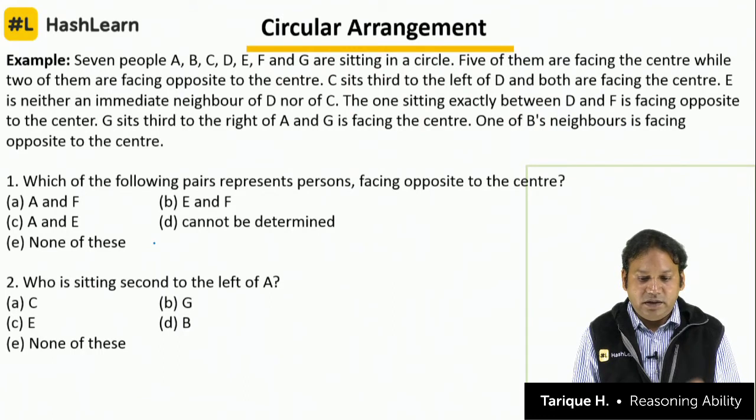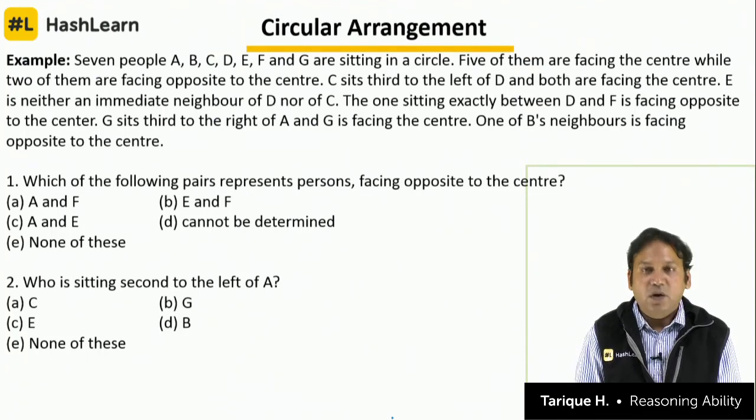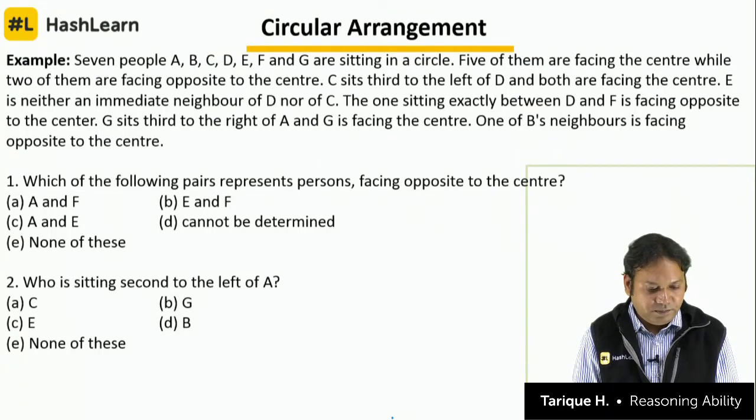C sits 3rd left of D and both are facing the center. E is neither an immediate neighbor of D nor of C. The one sitting exactly between D and F is facing opposite to the center. G sits 3rd right of A and G is facing the center. One of B's neighbors, right, is facing opposite to the center.